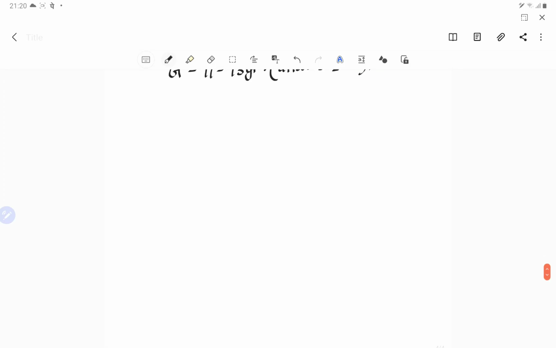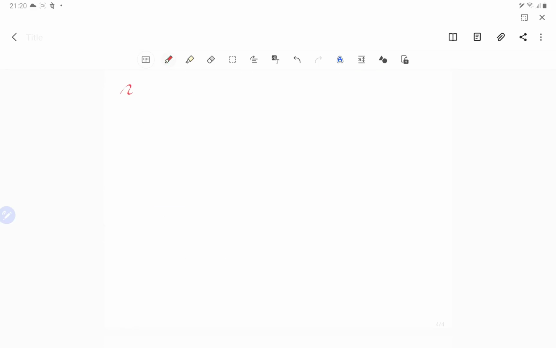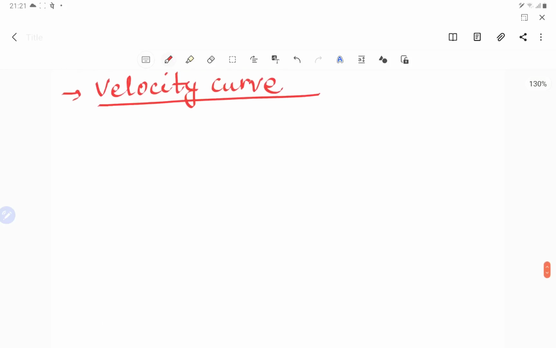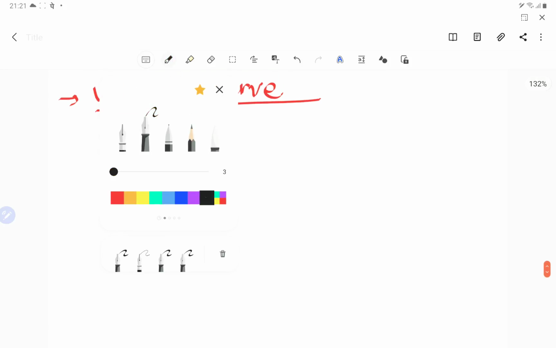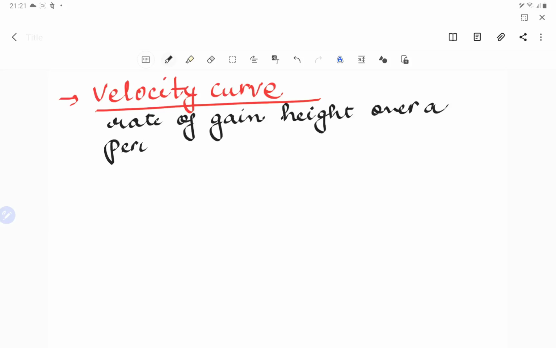Now let's understand a few terms such as the velocity curve. What do we mean by the velocity curve? Velocity curve is the rate of gain of height over a period of time. That means a child is gaining height over a period of time.